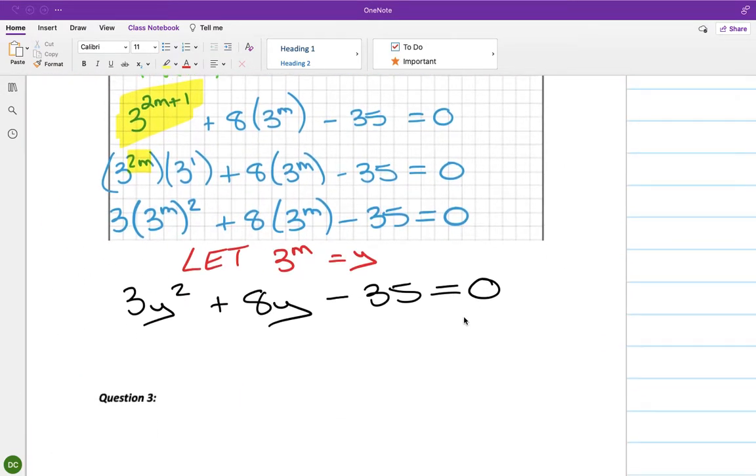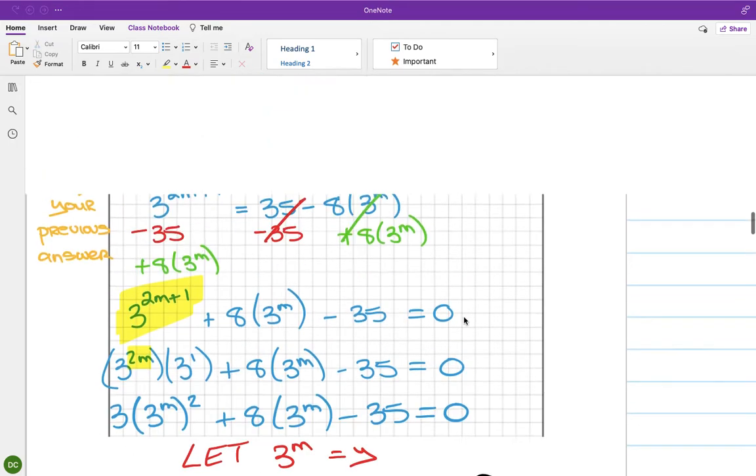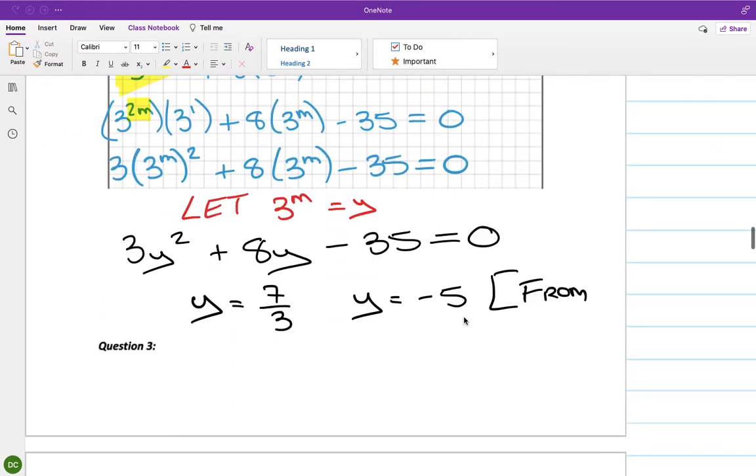So y equals 7 over 3 and y equals minus 5. And I got that from, was it part 1 or part A? Part 1. Okay, that's kind of the hence thing. So it's then giving you a hint it's a quadratic, and then also you've got the answer to the quadratic.